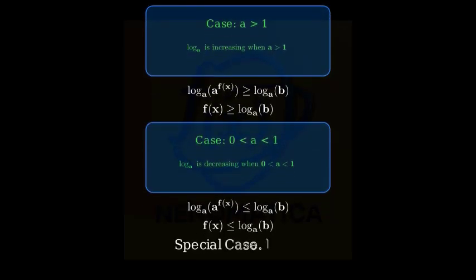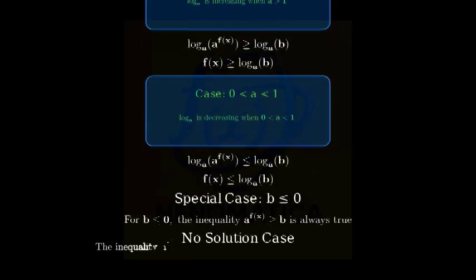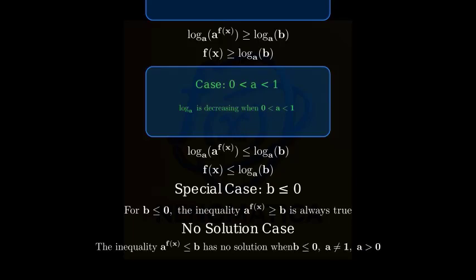Now, let's discuss a special case mentioned in the problem. When b is less than or equal to 0, the inequality a to the power of f of x is greater than or equal to b holds for every x in the domain of definition. This is because for positive values of a, a to any power is always positive, and any positive number is greater than any non-positive number.